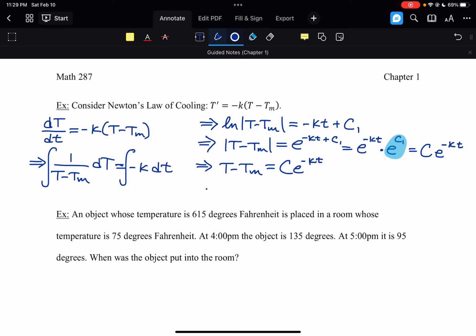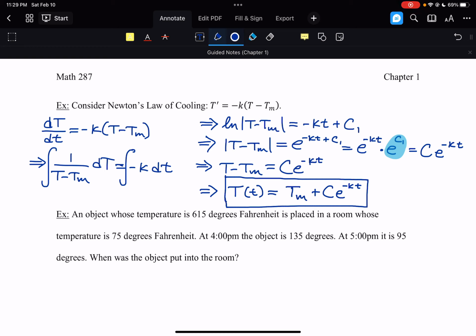And from there, add T sub m to the other side, so we get T of t equals T sub m plus c e to the negative kt. And this is the general form of the solution to Newton's law of cooling. This is the solution to that differential equation that describes that relationship. We can use this solution to then solve problems involving differences in temperature and cooling.